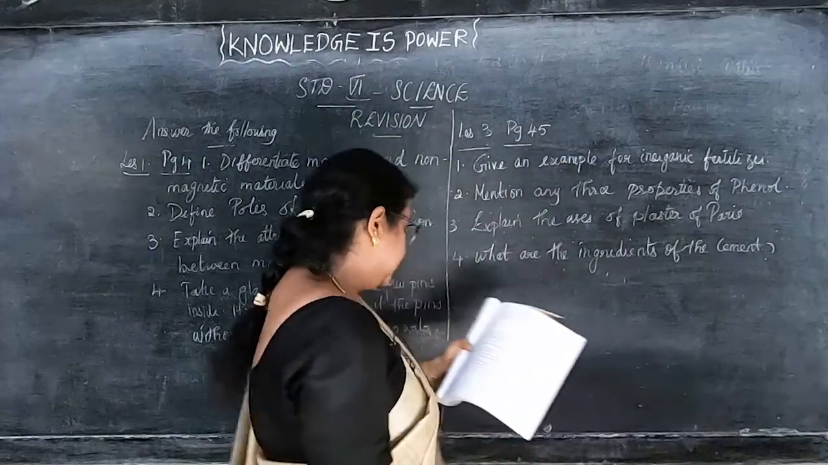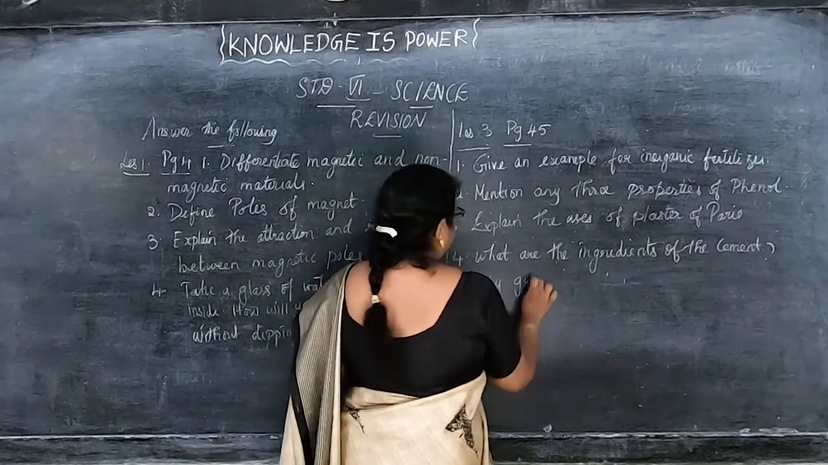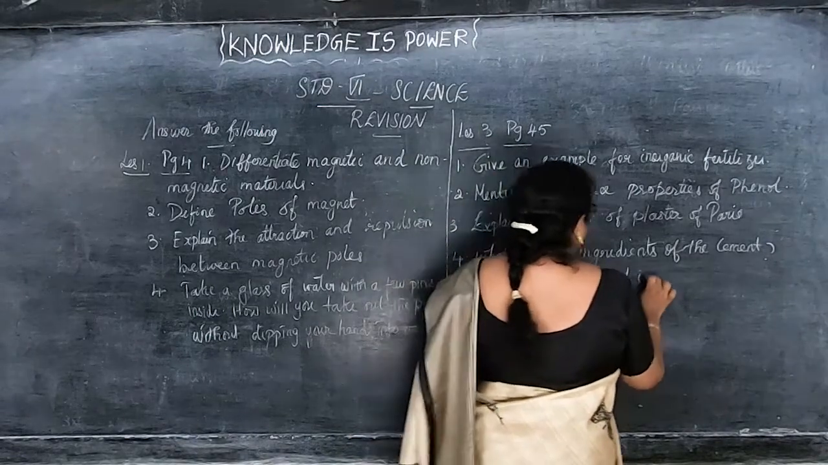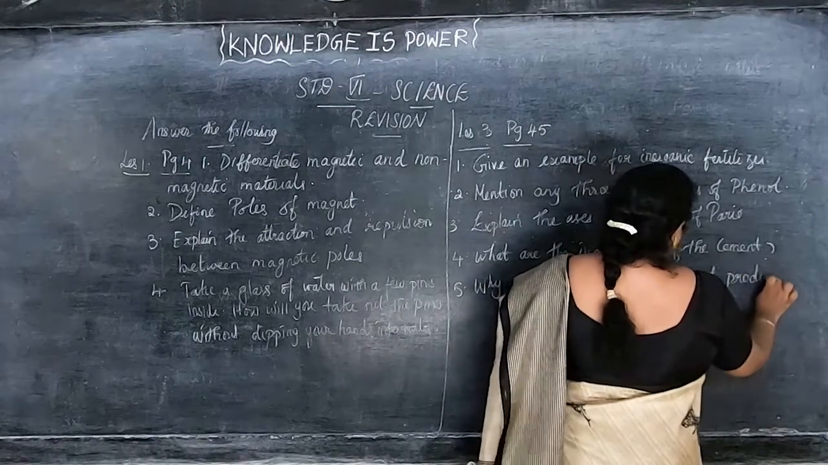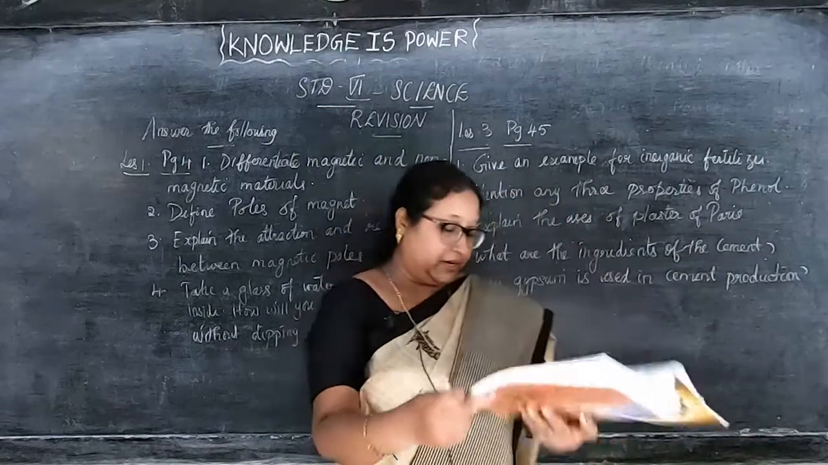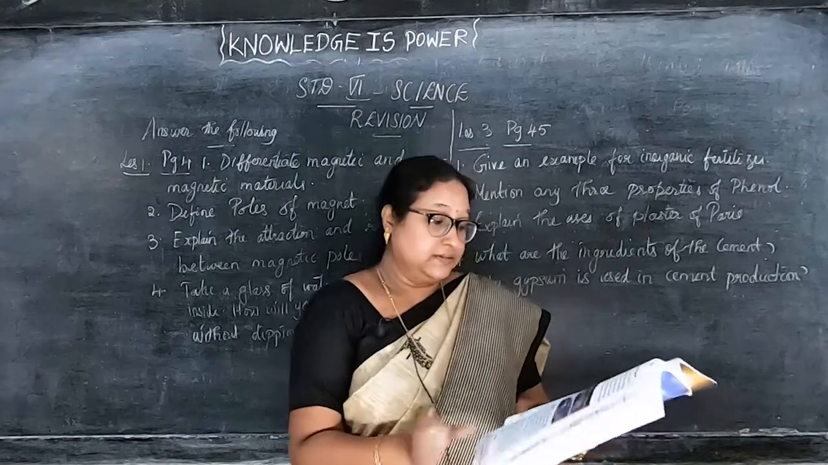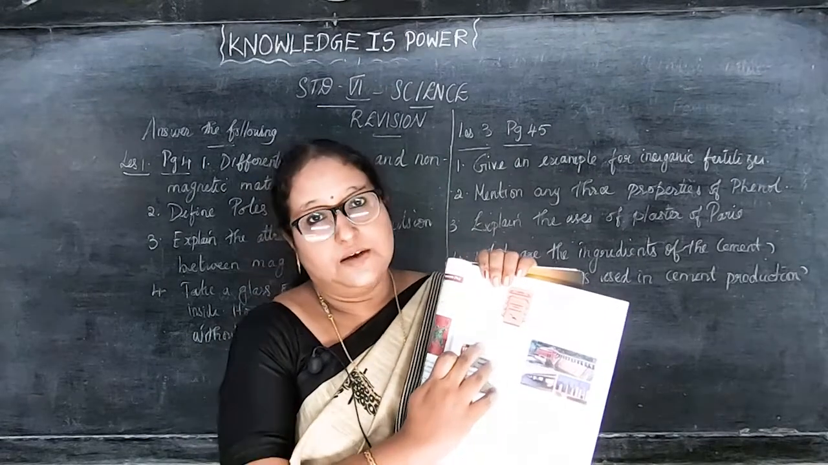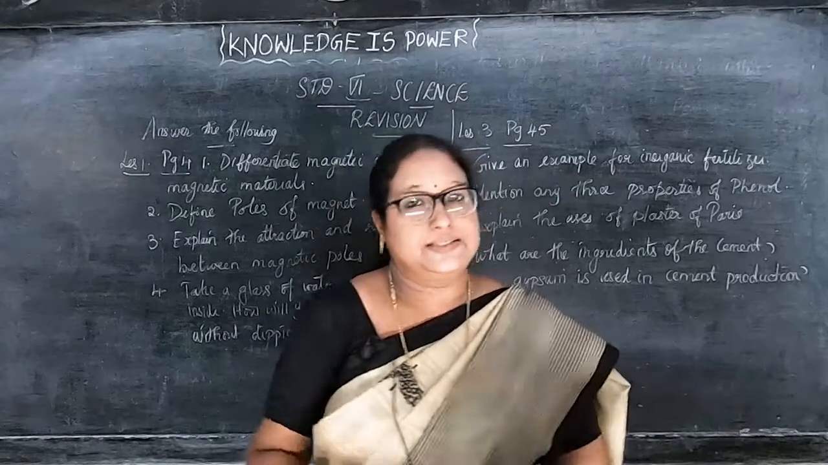Next is, why is gypsum used in cement production? Okay, children. This answer you can see on page number 39, left side, first para, last 2 lines. What is the answer? Gypsum is added to control the setting of cement.